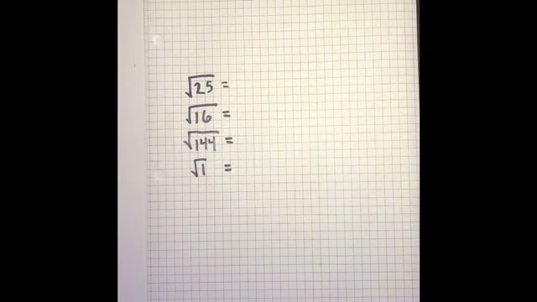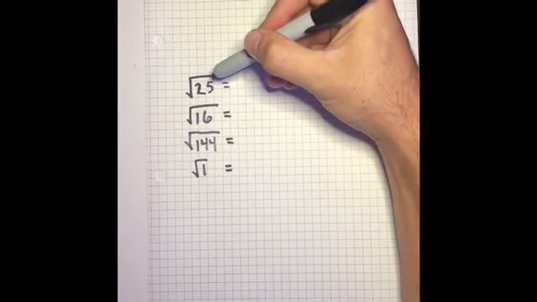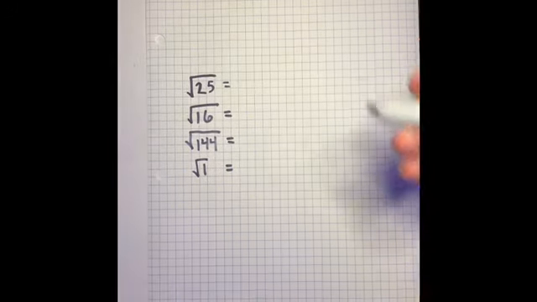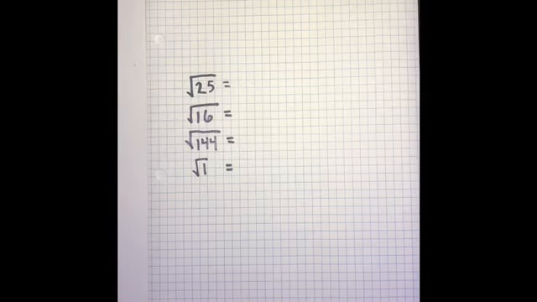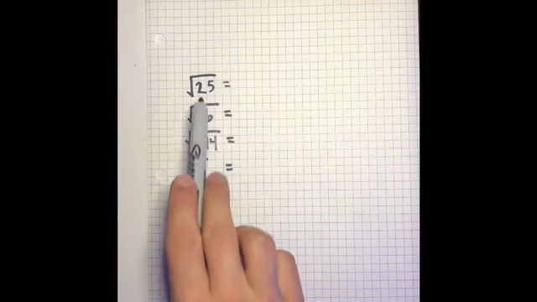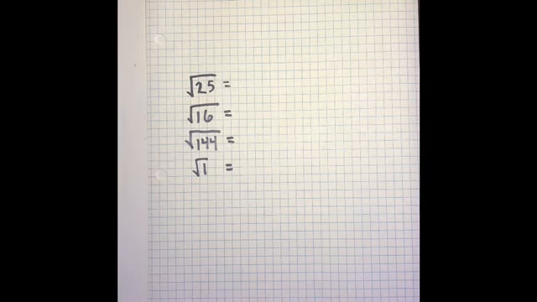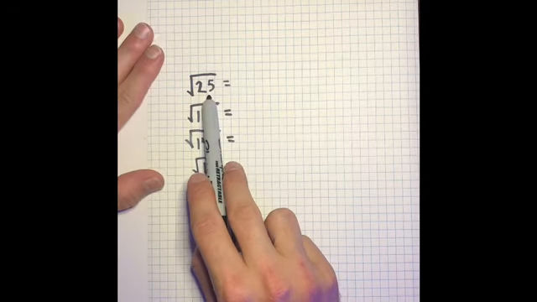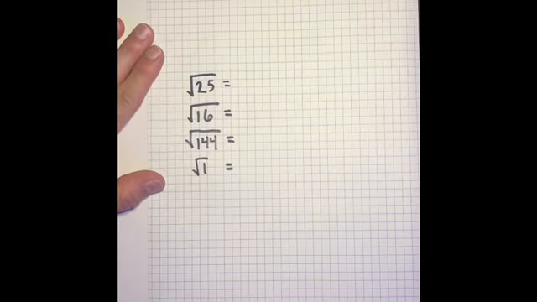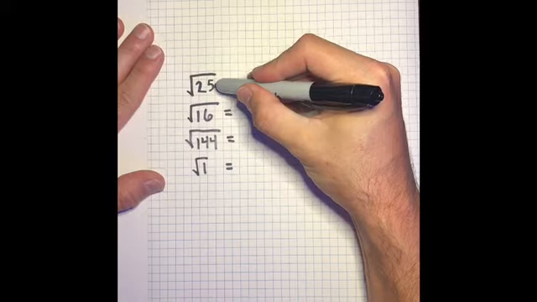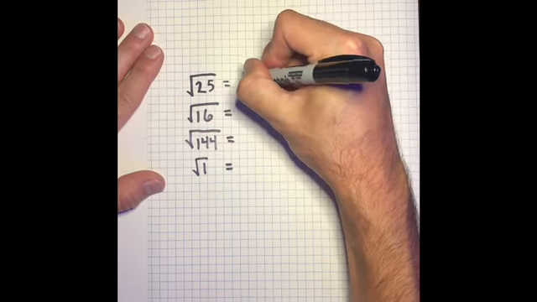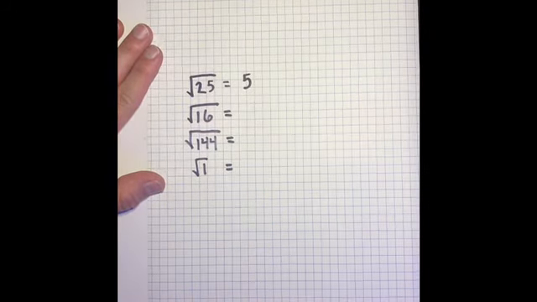Let's do some examples here. So the 25 here is inside the radical. So we think of this as what number, when multiplied by itself, is 25. Well, I know that 5 times 5 is 25, so the square root of 25 is 5.